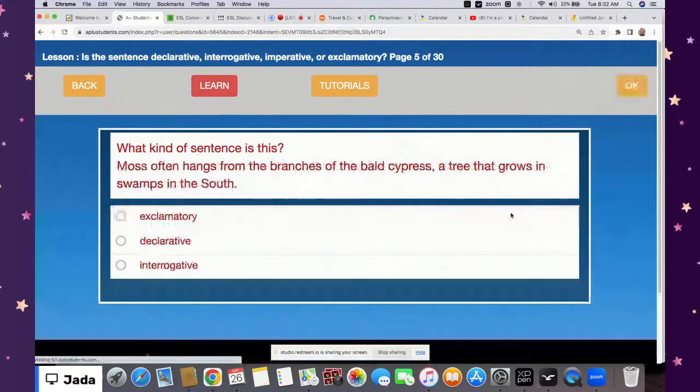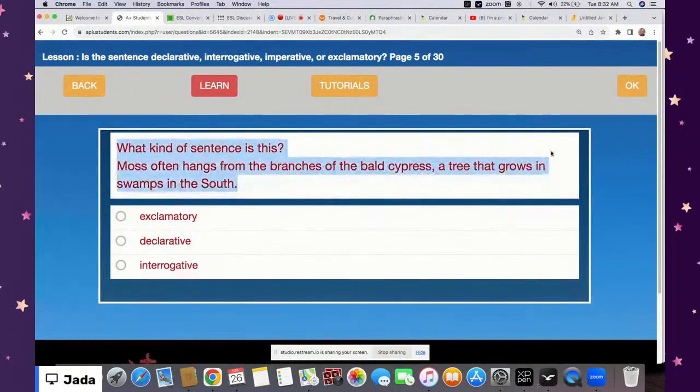Okay, so moving on. Moss often hangs from the branches of the bald cypress, a tree that grows in swamps in the south. So moss often hangs from the branches of the bald cypress, a tree that grows in swamps in the south. What is this one? Is it telling us about something? What is this? Exclamatory, declarative, interrogative. Which of the options?